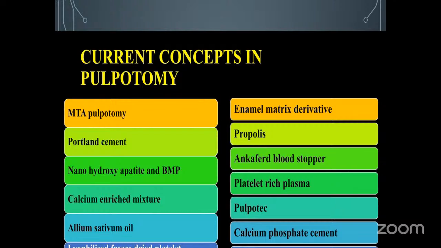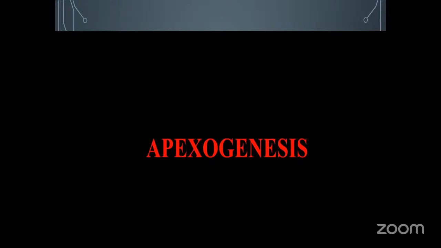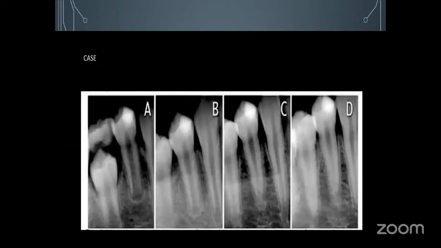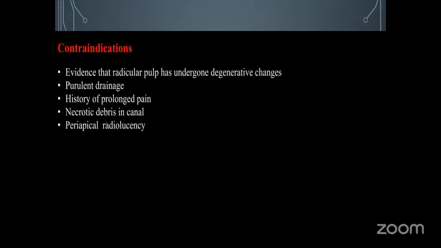Apexogenesis. Apexogenesis is done in a vital tooth, so a similar procedure is done. The indication is similar. There is no history of pain, no infection, no hemorrhage, and no sensitivity to percussion. All this should be present. You can see in the first image the apex is open. After that, the apex is closed. This is apexogenesis.